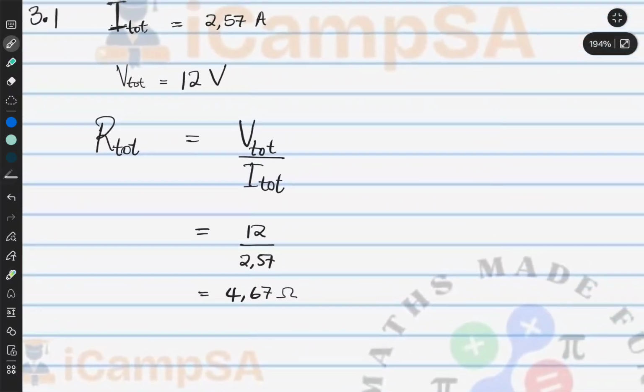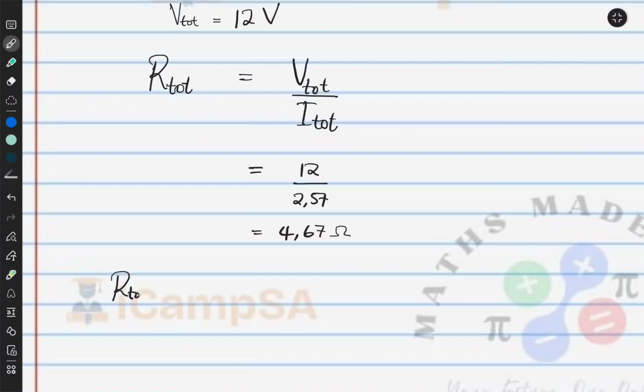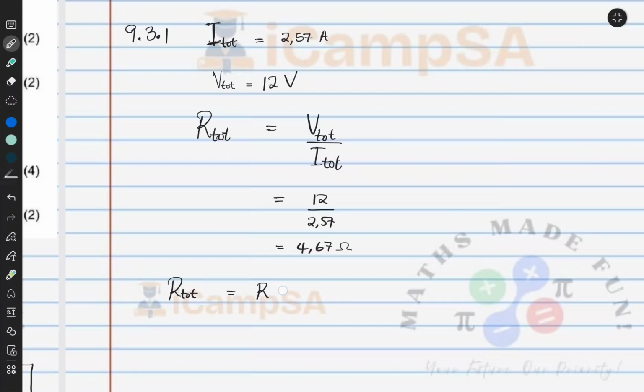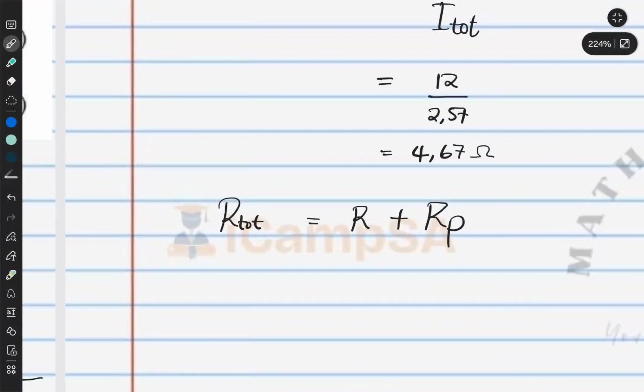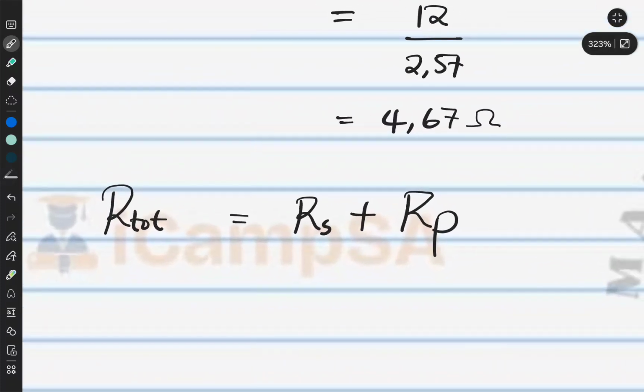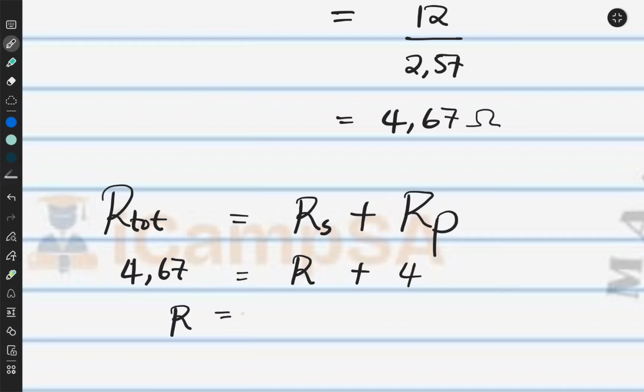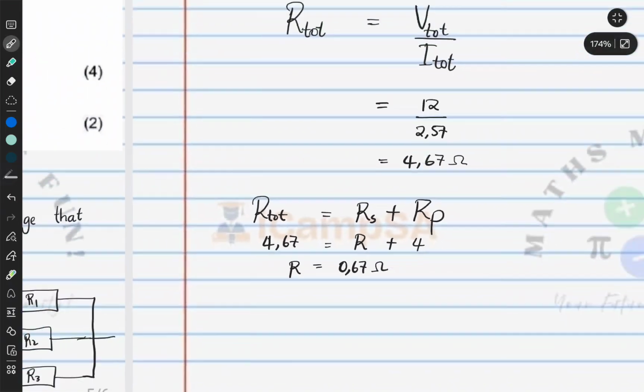Right, now we know that our R total is equal to the resistor R plus that parallel circuit combination resistance, which was 4 ohms. Let's call it RS plus RP. So which is R plus 4, and then we have 4.67 as our total resistance. Now, if you transpose the 4, you would find that your R is 0.67 ohms. Quite a small resistance, but that is your R.